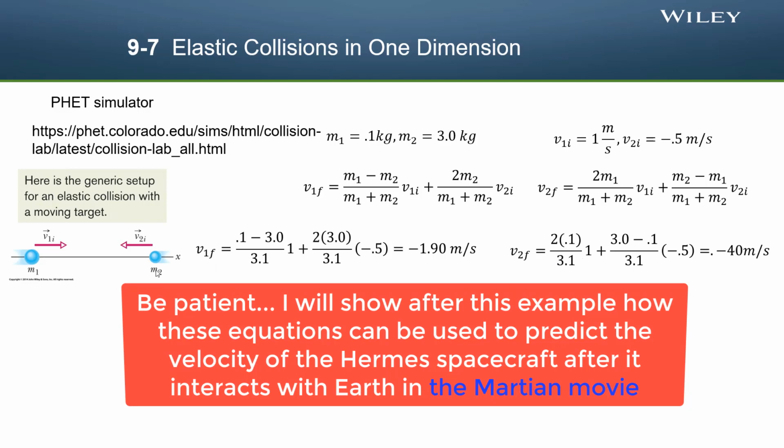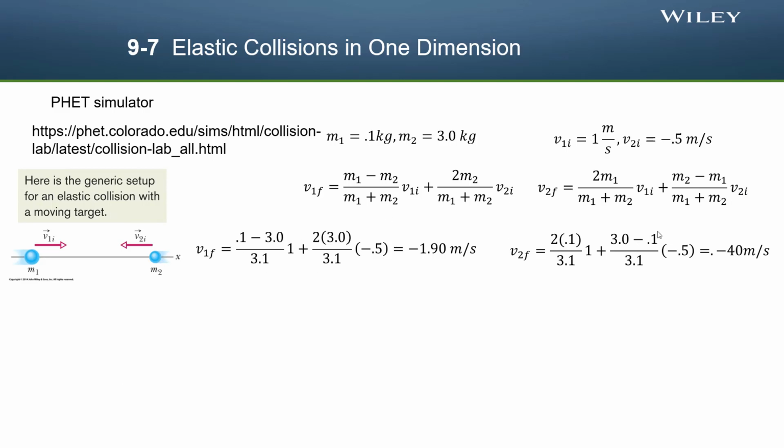The velocity of the larger ball is 2 times mass 1 divided by the sum of the masses times the velocity of this ball before the collision, plus the difference between the masses divided by the sum of the masses times the velocity of this ball before the collision, which is minus 0.5, and this sums to minus 0.40. So the larger ball slowed just a bit. And the same is true when Hermes interacted with Earth. Hermes increased its velocity dramatically, tripled it, whereas Earth's velocity dropped, but it drops by so little you probably couldn't even measure it.